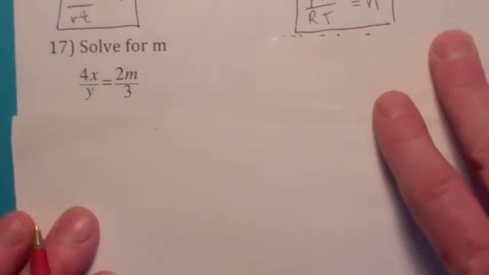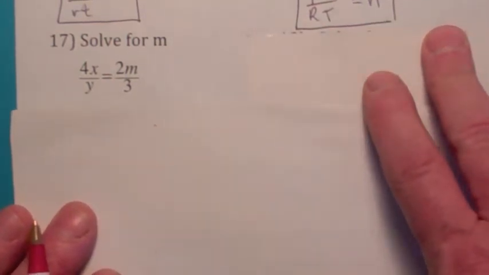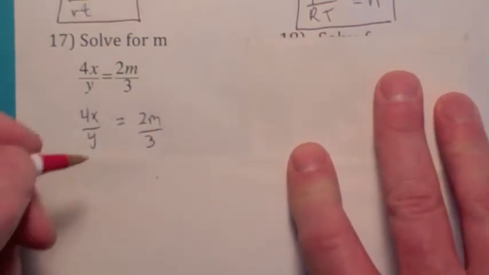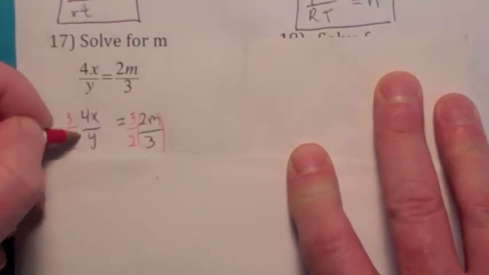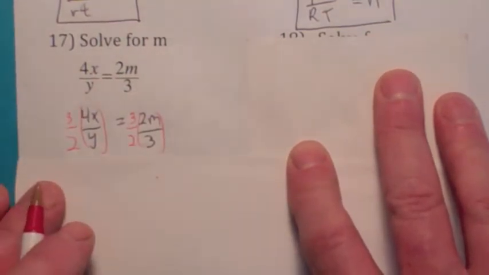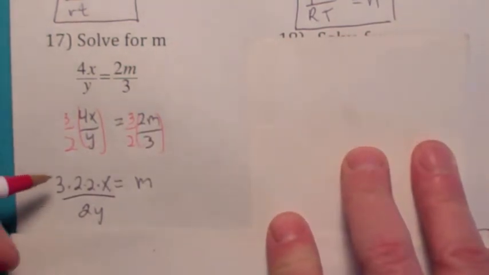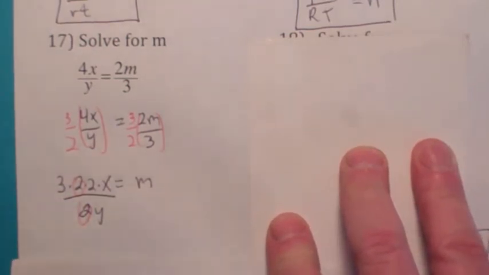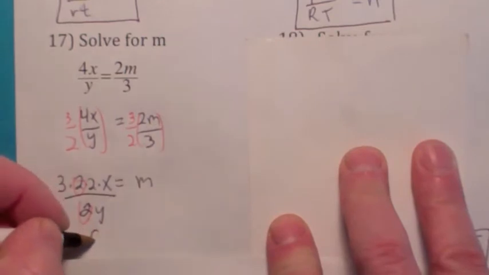This one, guess what the coefficient of M is? Coefficient of M is actually 2/3. So to solve for M, you're going to multiply by the reciprocal, which would be 3 over 2 on both sides. And on the right side you get M. On the left side, let's go ahead and factor that. Let's see, we can cancel a 2, I believe. Your answer should be M equals 6x over y. That's what I get.